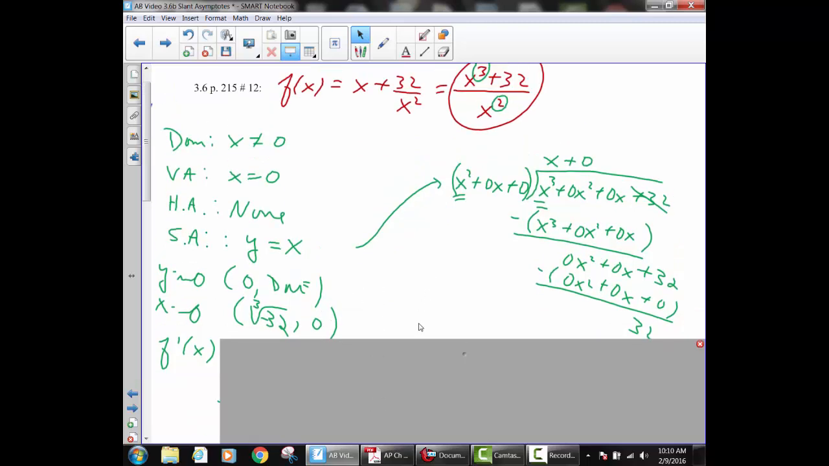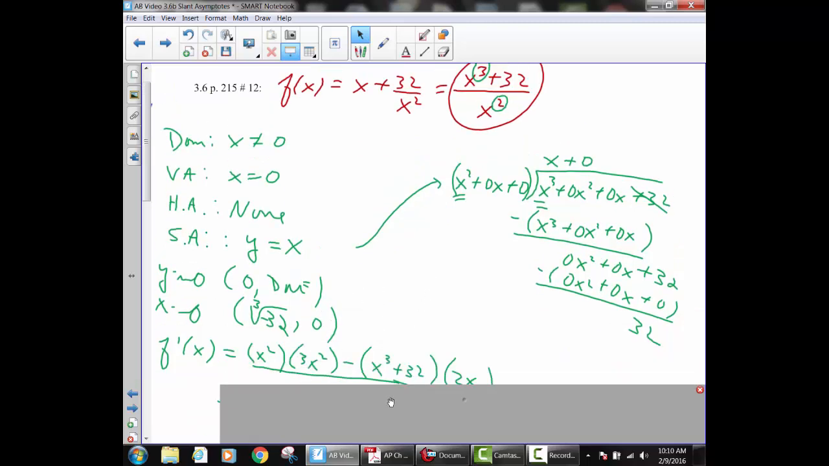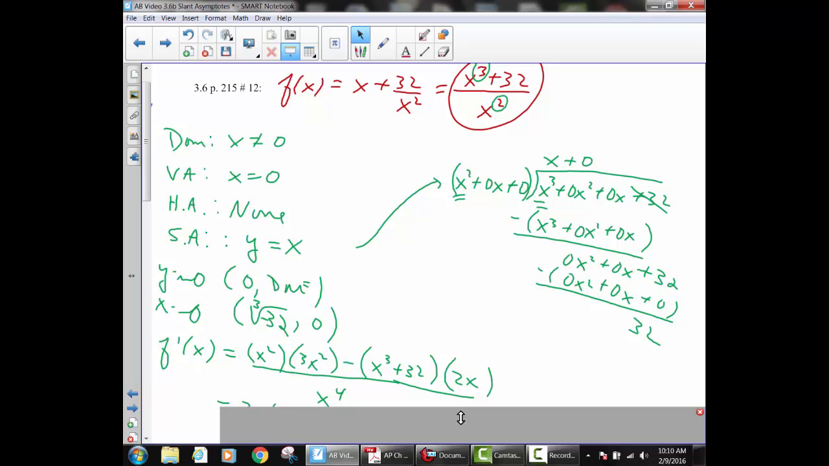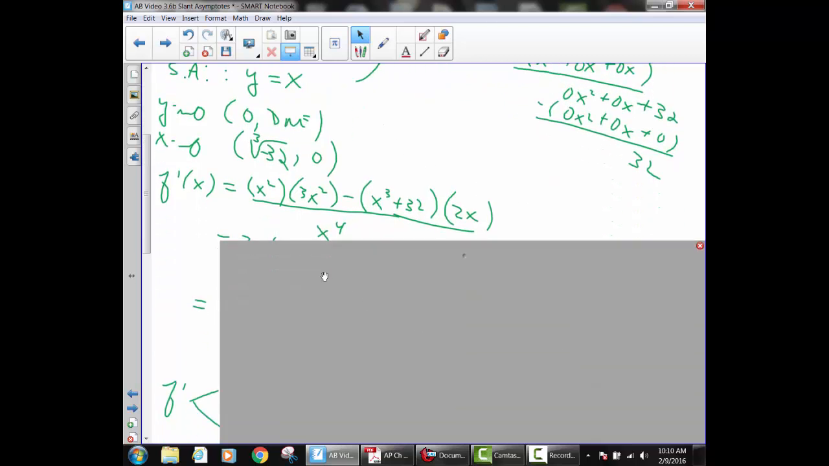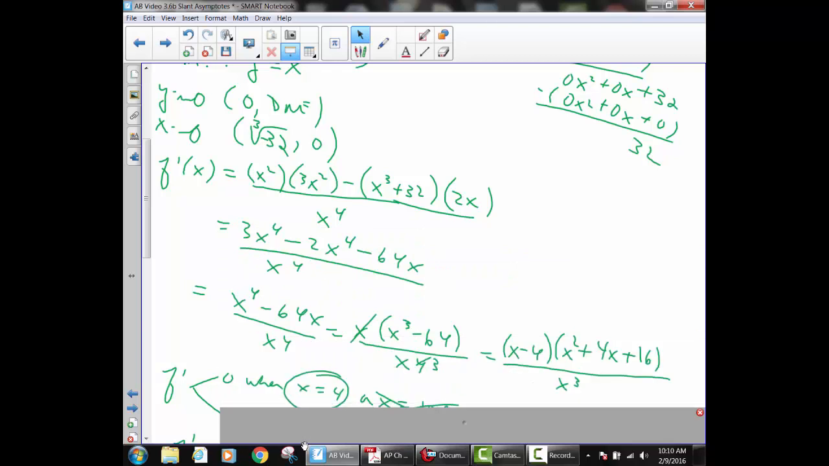Okay, so now we're ready to take the derivative. Now I did a quotient rule. I didn't really need to do a quotient rule. I could have rewritten this as x plus 32 times x to the negative 2 and actually gotten there a lot faster. Nice review of the quotient rule.